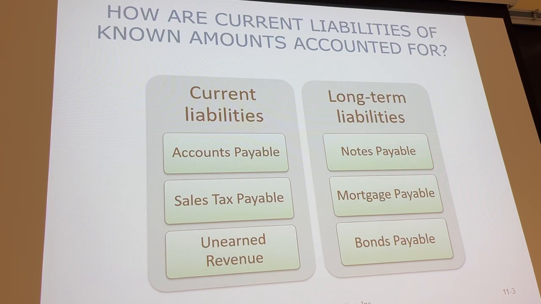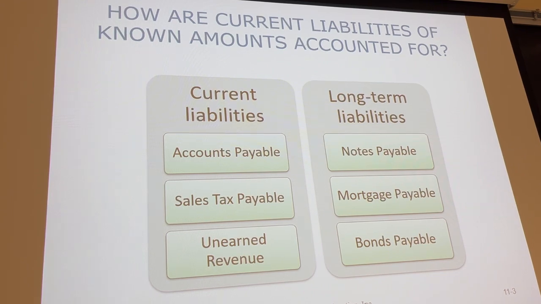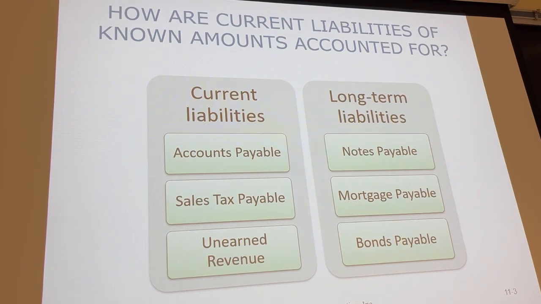And we can break those down into current liabilities and long-term liabilities. This chapter deals with current liabilities. Then the next chapter that we'll cover next week, chapter 11, will deal with the long-term liabilities. So examples of current liabilities would be accounts payable, sales tax payable, which we haven't talked about before, but we're going to be covering in this chapter, and unearned revenue that we talked about quite a bit back in chapter 3.